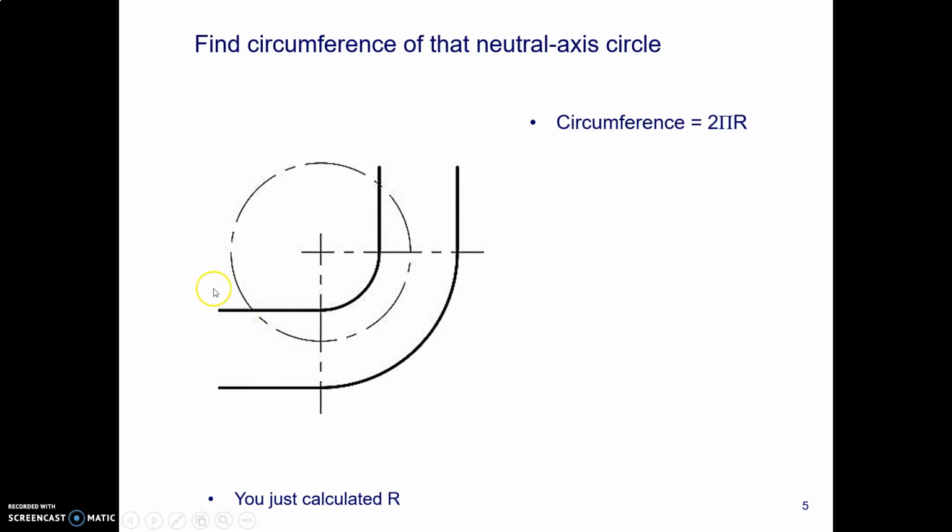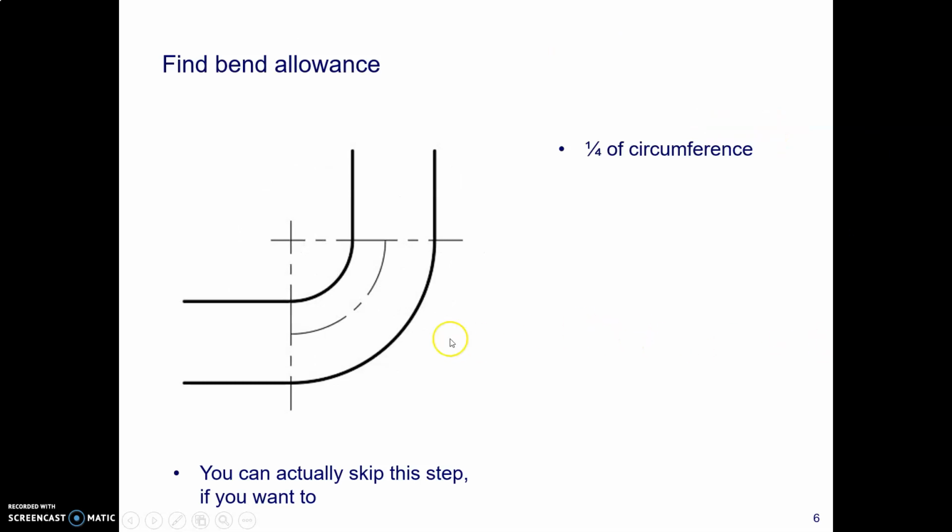Now let's find the circumference of this circle, that is the neutral axis. Remembering that the formula for circumference is 2 pi r, and you just calculated how big r was, the r of this phantom line circle, 2 pi r will give us a circumference. If you wanted to know this bend allowance at this corner here, you could divide the circumference by 4. You can actually skip this step, and I usually skip this step.